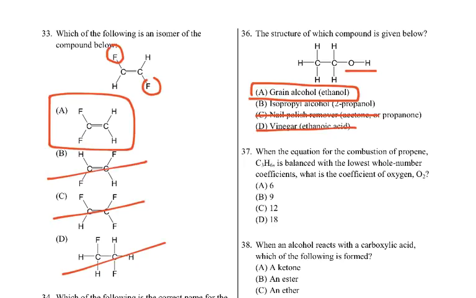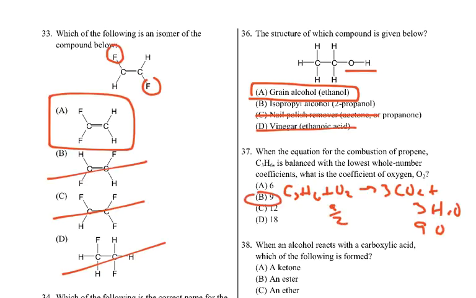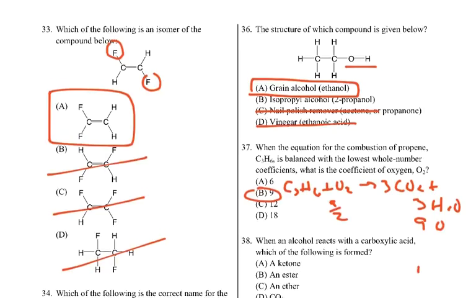When the equation for the combustion of propene is balanced, okay, so we're talking C3H6 plus O2 turns into 3 CO2s and 3 H2Os. And we can see what's going to happen. We're going to have 3 times 2, 6 oxygens, plus 3 times 1, so we're going to have 9 oxygens on this side. So on this side we're going to have 9 halves. We're going to have to go back and double everything. So that's going to give us answer B, 9 for the O2.